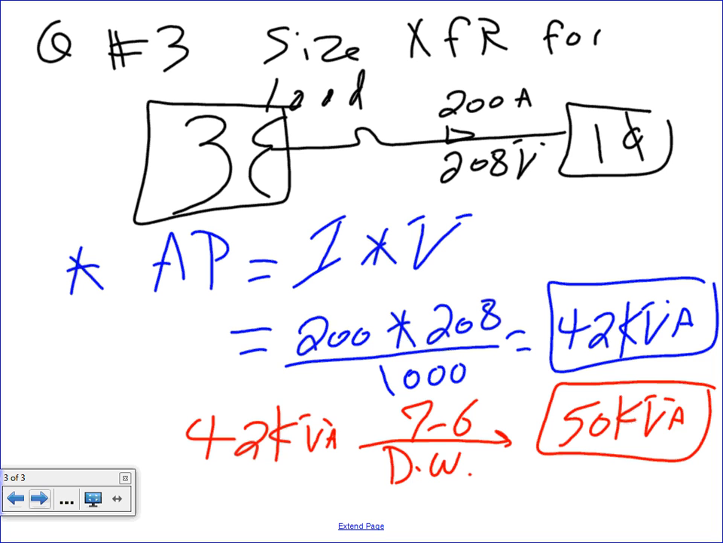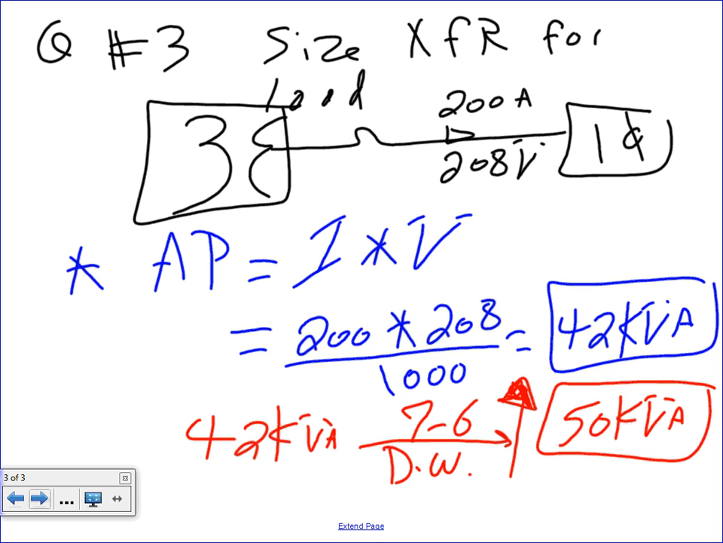Everybody got that? The first column, if you go to 7-6, see that table there? It starts at 1, 3, 5, 7.5. These are standard sizes, but my size is 42, so I need 42 or more, right? Not less. So my options are 37.5 or 50. So where am I going to go? 50. And this is the arrow where you go up.